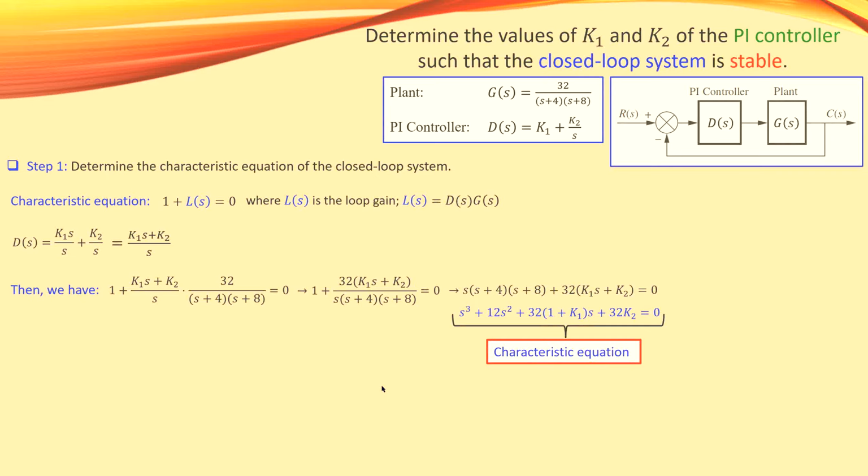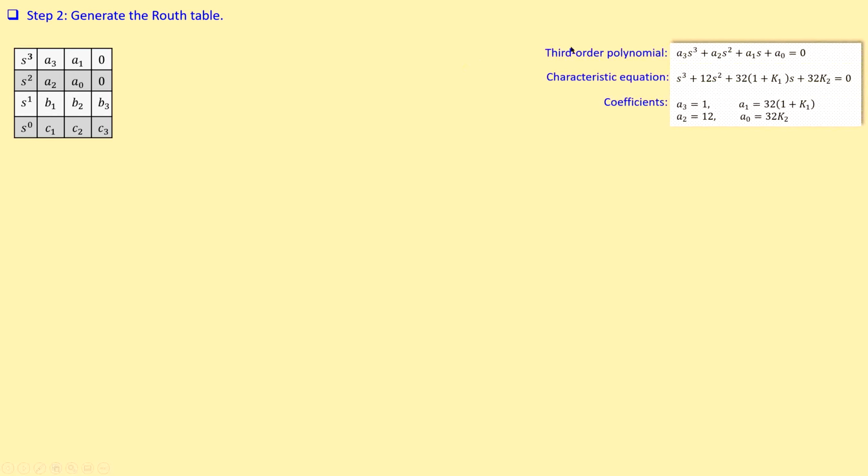So the next step is generate your Routh table. That's actually our next step. This is already given as the third order table. So we have the general third order table, and we will now see on the right side the third order polynomial in a general form, and this is our characteristic equation. We have determined that earlier. We can now see what a3 is, a2, a1, and a0.